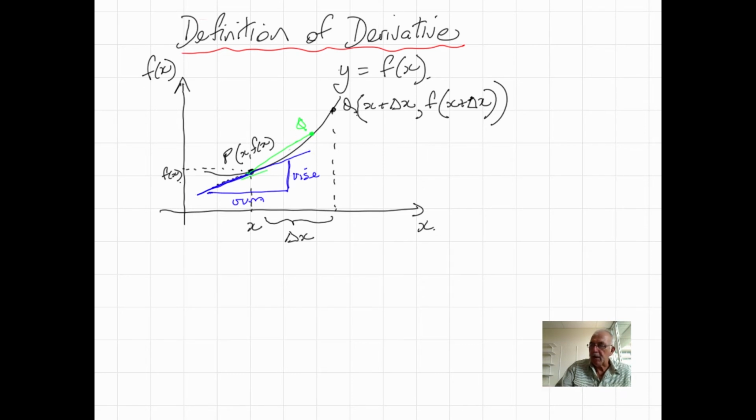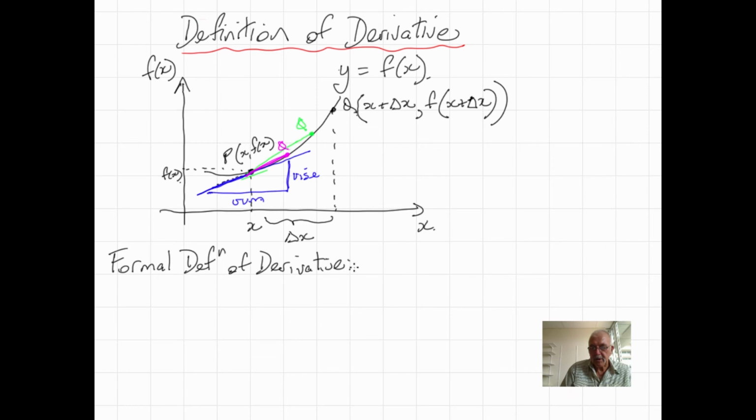All right, we move Q a little bit closer still to there. Well, the gradient of that secant from P to Q is closer and closer still to the gradient of the tangent. So we'll use our knowledge of limits and we'll say, okay, it's going to be the gradient when delta x, this small amount of x, approaches 0. And so our formal definition goes a bit like this. So this is the formal definition of the derivative.